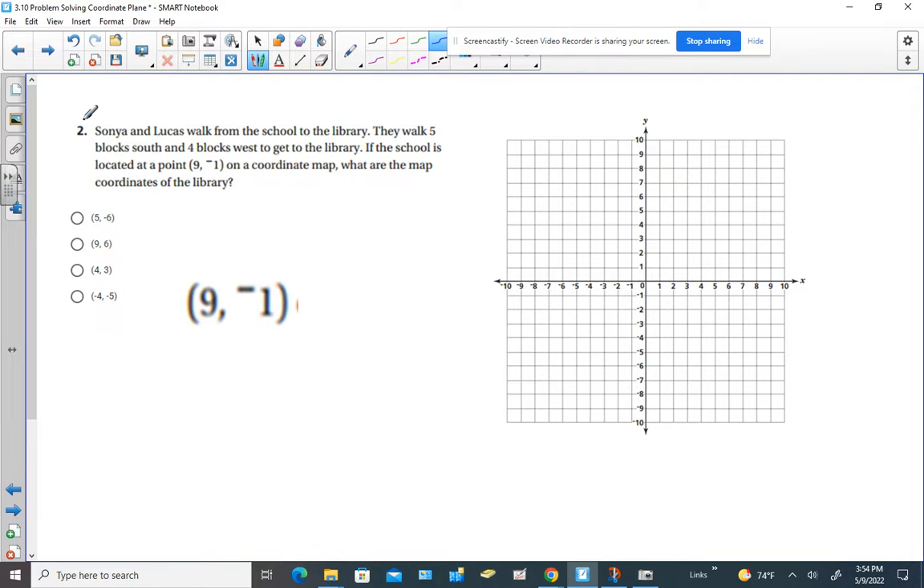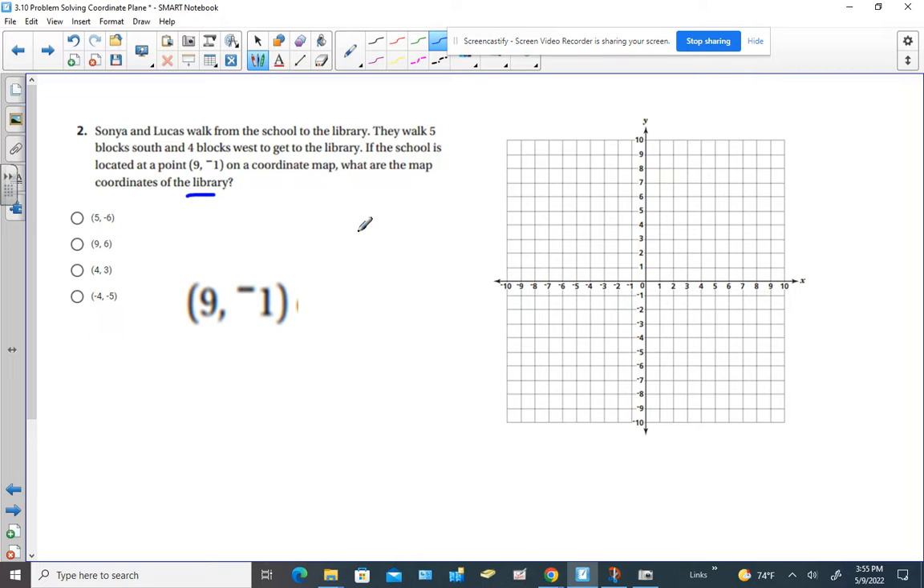Sonia and Lucas walk from the school to the library. They walk 5 blocks south and 4 blocks west to get to the library. If the school is located at a point 9, -1 on a coordinate map, what are the map coordinates of the library? All right, so we have two ways we can approach this.